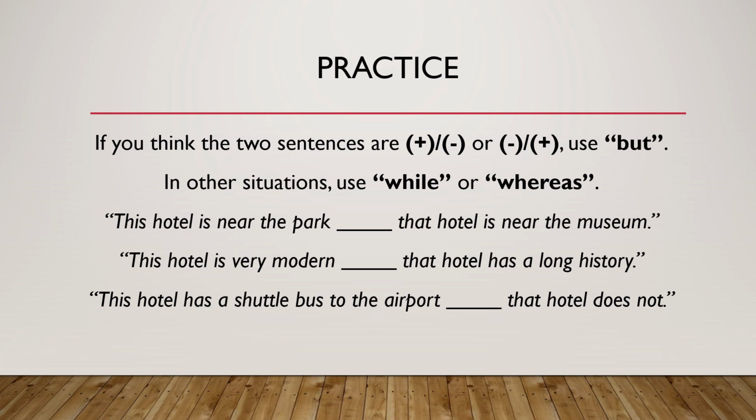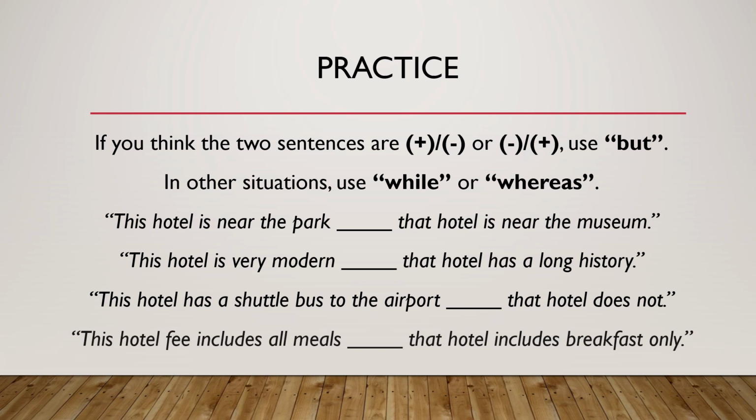Next. This hotel has a shuttle bus to the airport. That hotel does not. What do you think? Make your sentence. I think in this case, this is a positive-negative situation. I want to use but here. This hotel has a shuttle bus to the airport, but that hotel does not.